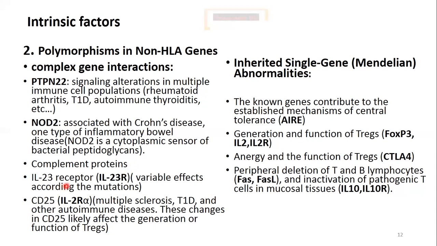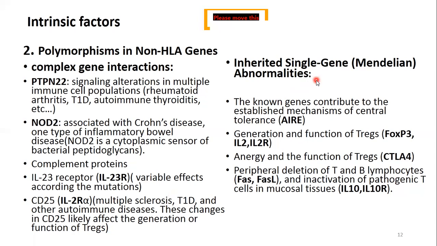Interleukin 23 receptor, its effect is variable according to the mutation, as this is associated with T helper 17. And T helper 17 is also associated with many autoimmune diseases. The receptor we just talked about, interleukin 2 receptor alpha, polymorphism here is associated with multiple sclerosis and type 1 diabetes, which is linked to the idea that a change in this receptor may affect generation or function of T regulatory cells.